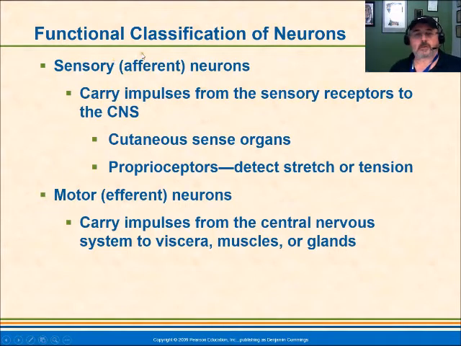We can classify neurons functionally. So we have sensory neurons. They carry impulses from the sensory receptors to the central nervous system. And we've got a couple of different types. We've got cutaneous sensory neurons, and we have proprioceptors. Now, the cutaneous neurons, that's stuff that's in the skin that we can pick up touch reception. The proprioceptors are buried in muscle and tendons, which will detect if there's muscle stretch, tendinous stretch. It will give us a better sense of where our bodies are.